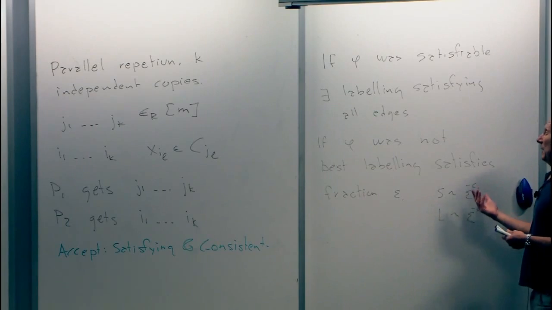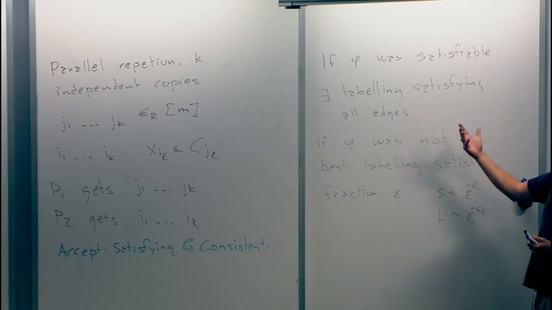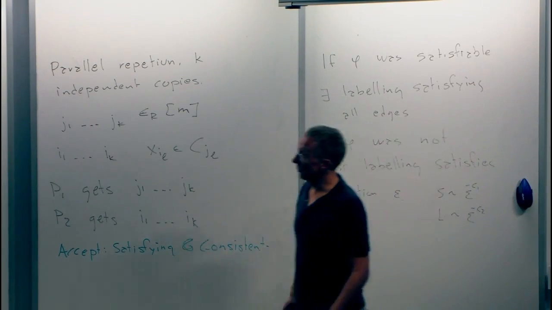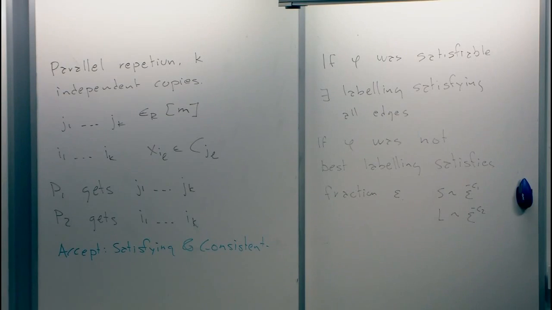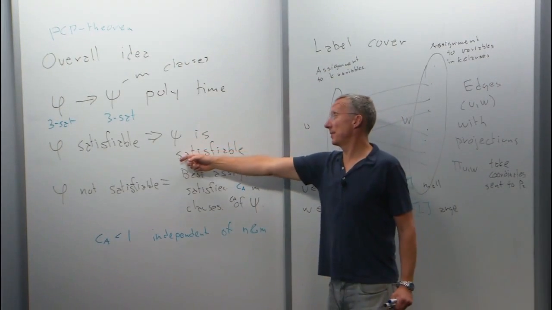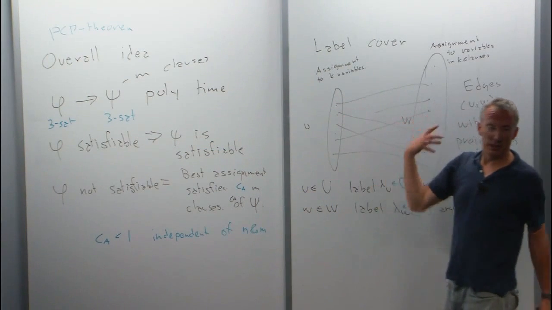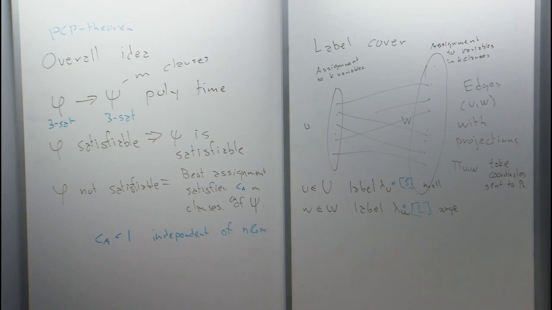So in fact, if we're abstracting it away, it says, if the original formula we started with a long time ago was satisfiable, then we had perfect completeness in the basic two-prover game, then we had perfect completeness in the repeated two-prover game, and that gives a labeling that satisfies all the edges, right?